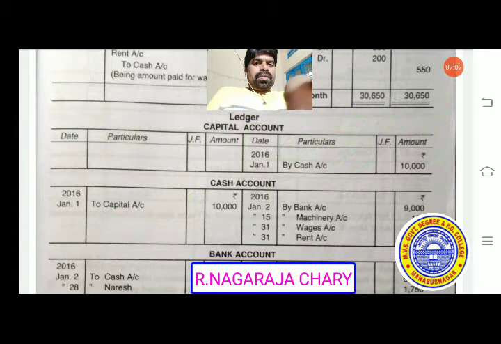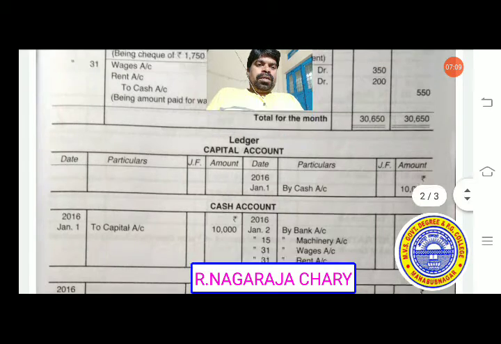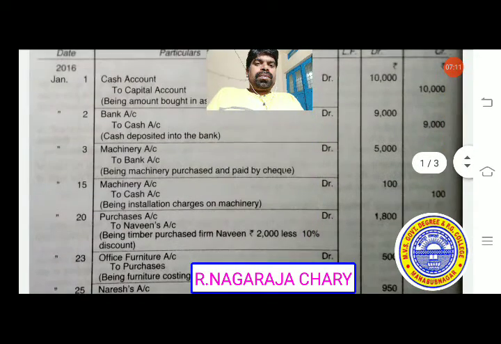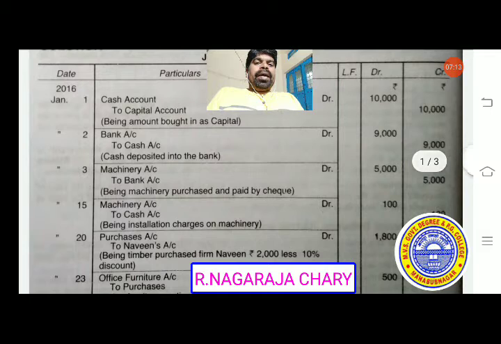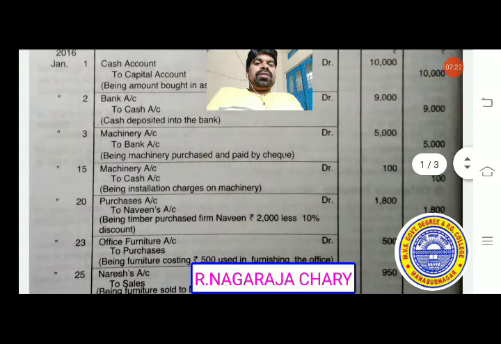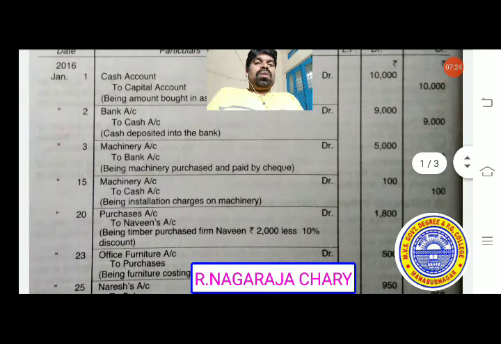Right. Next we see the second one, bank account debtor to cash account, that is 9,000. Bank account debtor to cash account, that is 9,000. So in the bank account, on the debit side, you have to write To cash account.